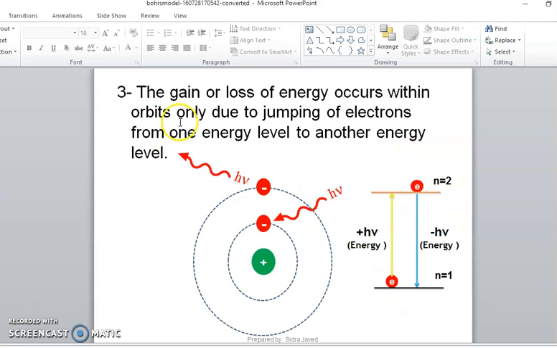Then the gain or loss of energy occurs only due to the jumping of an electron from one energy level to another energy level. Whenever an electron moves from a higher level to a lower level, it will emit energy. But in order to move from a lower level to a higher level, it will absorb energy. hν is a form of energy. So from lower to higher it absorbs energy, but from higher to lower it will emit energy. So this is the next postulate of the Bohr model.